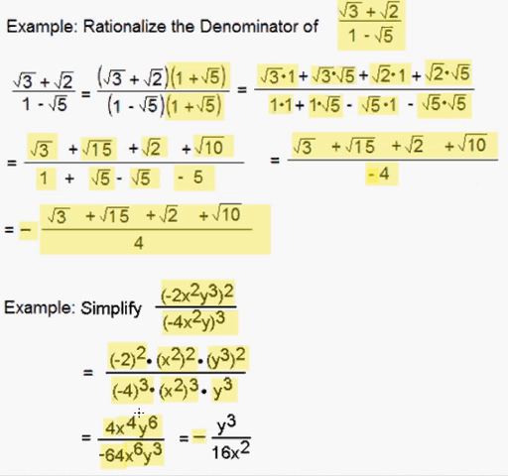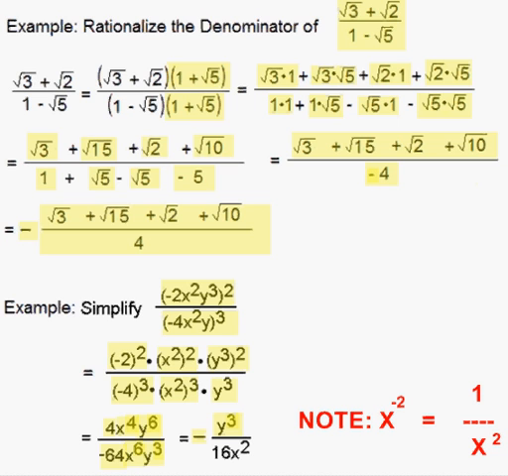Now for the y terms, we can use the quotient rule. Y to the 6th over y to the 3rd. We subtract exponents, and we end up with y to the 6 minus 3, or y cubed. For the x's, we can also use the quotient rule. X to the 4th over x to the 6th is x to the minus 2.